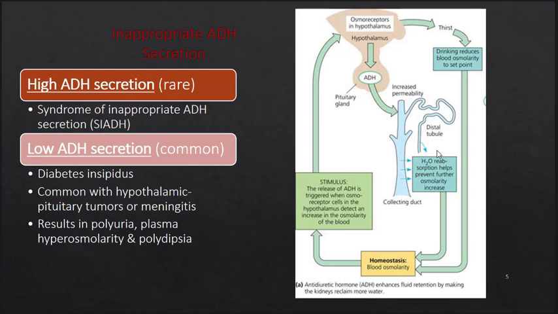And so if there's too much sodium, therefore not enough water, then ADH will be released by the pituitary gland, which will work to promote the reabsorption of water at the level of the kidney in order to return the body to homeostasis. High ADH secretion is much more rare, so it's not as common as low ADH secretion. But when high ADH secretion is present, it is part of a condition called syndrome of inappropriate ADH secretion.